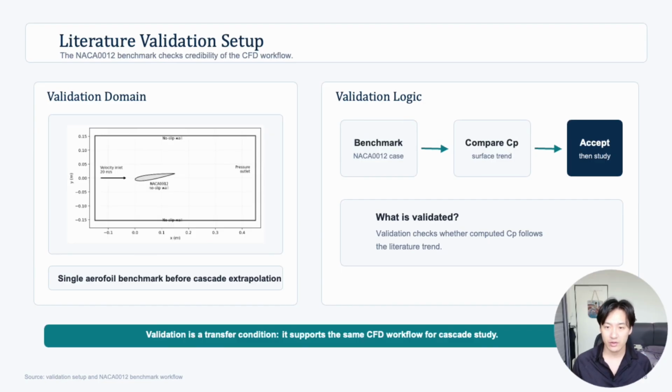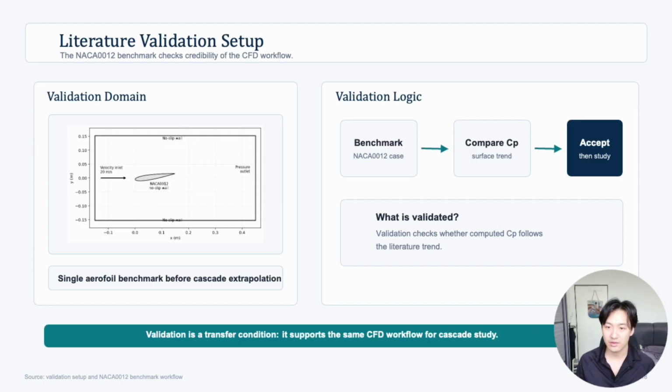Next, I will present the validation and analysis part. The validation reference was the NACA 0012 studied by Rick. The main comparison variable was the surface pressure coefficient, Cp. The validation cases used an inlet velocity of 20 meters per second, a Reynolds number of approximately 119,000, and angles of attack of 2, 4, 6, and 8 degrees.